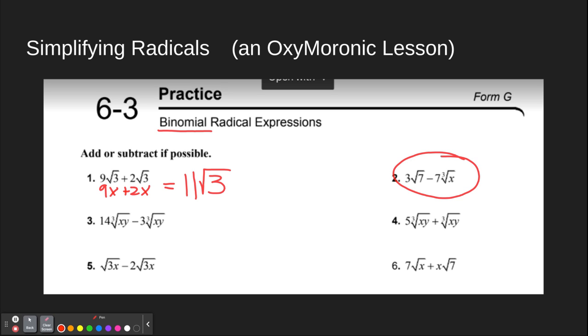Now here, this is a like term with this one. So that's going to be 11 times the cube root of xy, okay? Again, these are like terms, and there's a 1 in front of that. Don't forget, there is a 1 there. So 5 times that plus 1 times that is 6 times that.